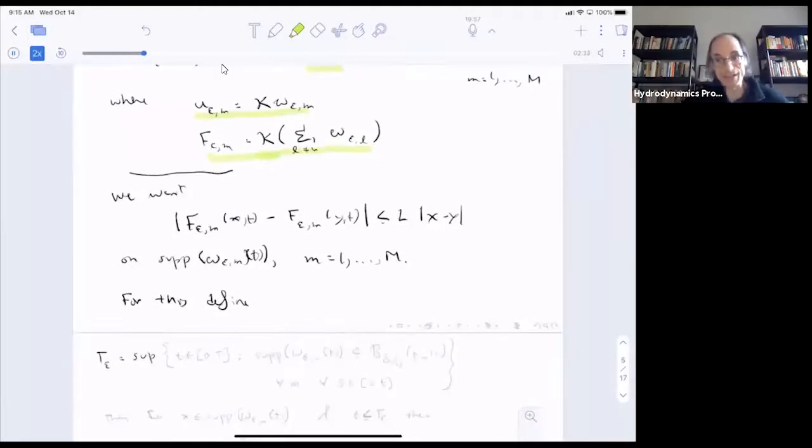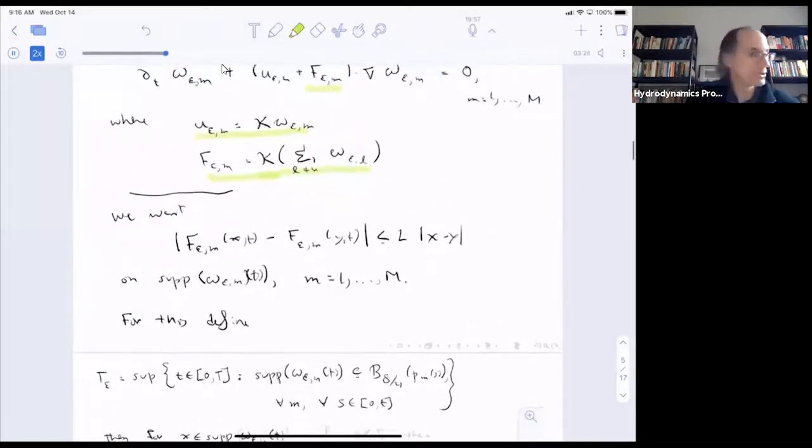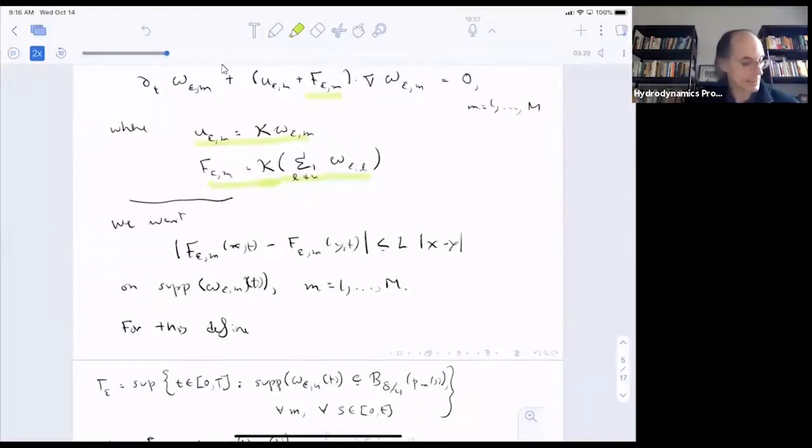To do this, what I want to do is a common technique. In some parts of the math world this is called a bootstrap argument, but I never got used to that phrase, so I would call this a stopping time argument. I want to find some T epsilon, and basically this capital T epsilon is going to be the time up to which I'll be able to apply my earlier theorems, up to which this Lipschitz continuity hypothesis will be satisfied. So how do I do that? Okay, so here's T epsilon.